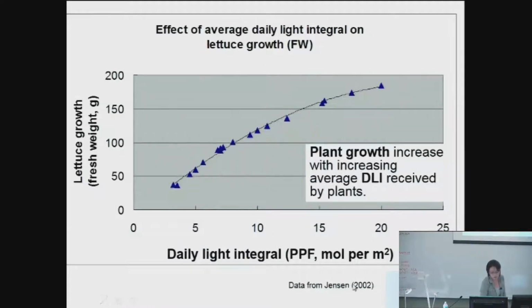This is Dr. Jensen's lettuce data. I just wanted to show plant growth is actually linearly responding to the DLI. This is moles per square meter per day, so the daily light integral. And it is showing lettuce growth is almost linearly responding all the way to 20. But the plants above 20, I believe, were not as good, because of stress. And I think he was referring to oxygen stress in the root zone. But anyway, it's a slightly different thing.